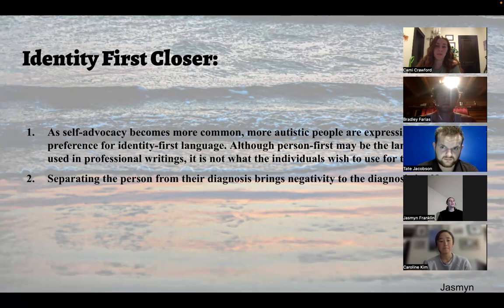Secondly, separating the person from their diagnosis brings unnecessary negativity to the diagnosis itself, which is something that individuals should be proud of. Diagnoses are unique and contribute to each individual's personality and lifestyle, and we should encourage individuals to be proud of who they are.